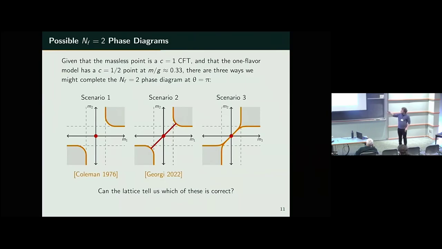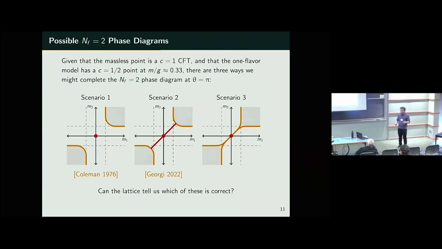and got us thinking. The scenario I'll be proposing to you is a third scenario, wherein these lines of c equals 1/2 CFTs actually bend inwards towards the origin, which is not what you'd expect from semi-classics. Coleman gave a semi-classical argument for a bending outwards, like scenario 1. But surprisingly, they bend inwards, meet at the c equals 1 point as they come very, very close, but not quite touching anywhere else. So that's what I'll be claiming is the diagram.